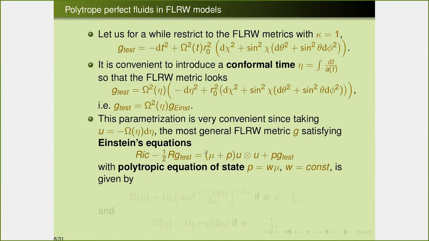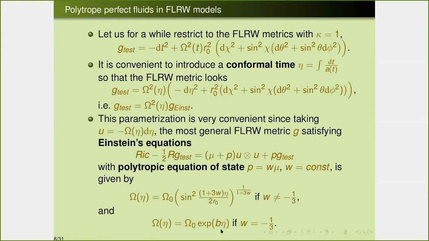for this metric to have as a source a perfect fluid, and I somehow want this perfect fluid to have a polytropic equation of state, which is just such that the pressure is related to the energy density by some constant W. So if I just assume that this metric satisfies these equations, with the vector u being d over dt, then I find explicitly that this function omega is either like this when this W is not equal to minus one third, or it is given by this.